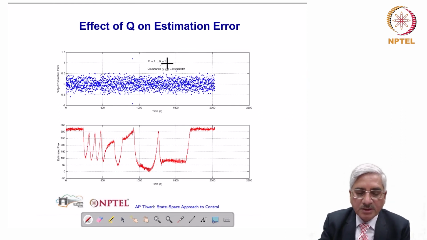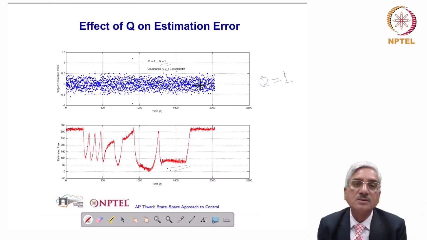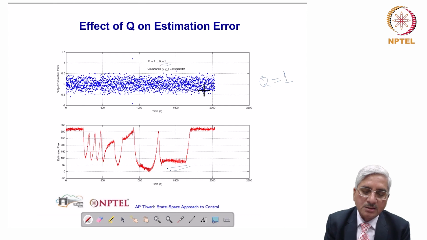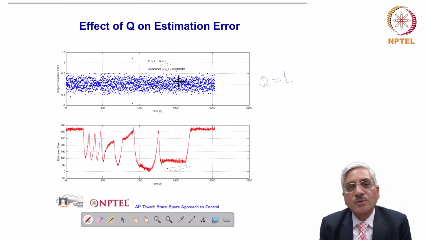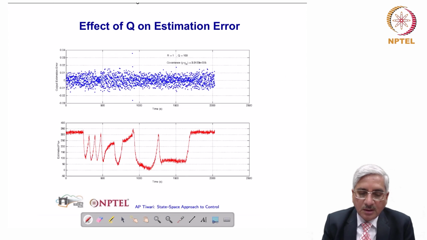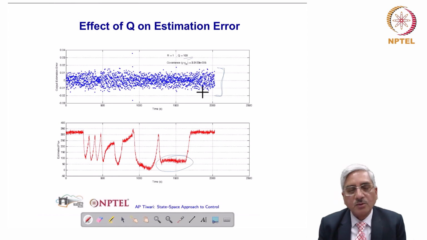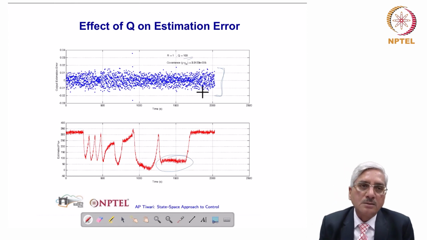This is for another Q, which is Q equal to 1. Again it is showing that noise has increased, however the trend has vanished. Output estimation error is quite random. One can check its whiteness property. Mean will be 0 and variance becomes constant. So that is shown further for Q equal to 100. Q is further increased. Probably it has made it more noisy and there is not much improvement as far as the estimation error is concerned. So one does this kind of numerical experiment for several values of Q and R.